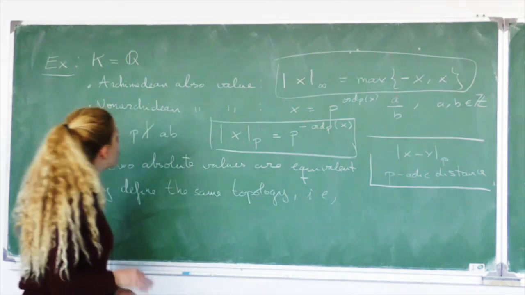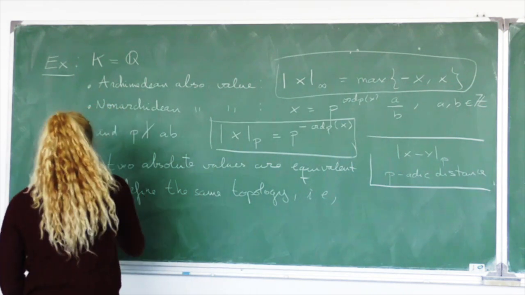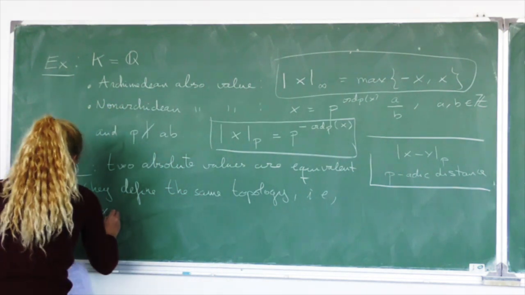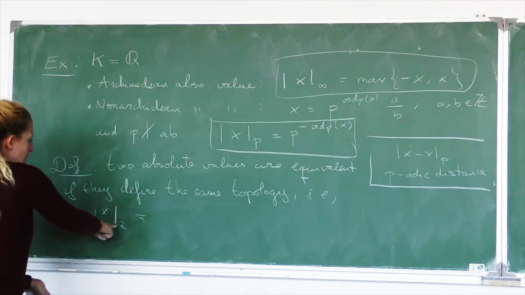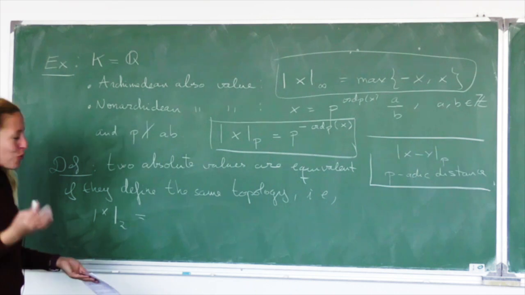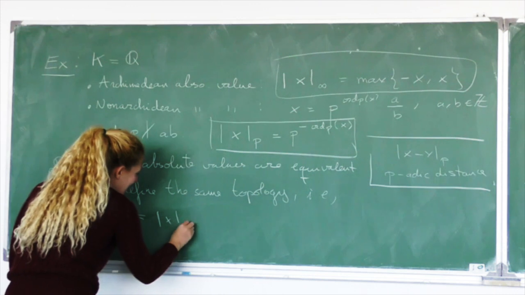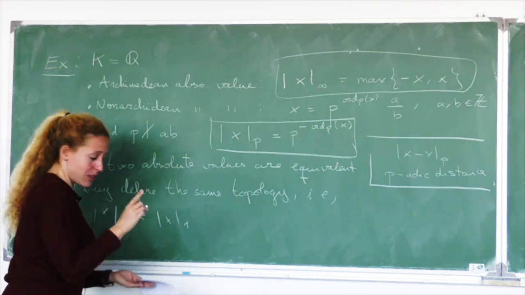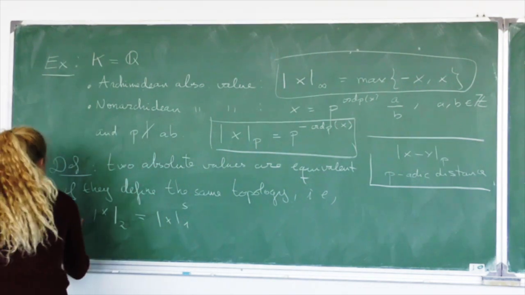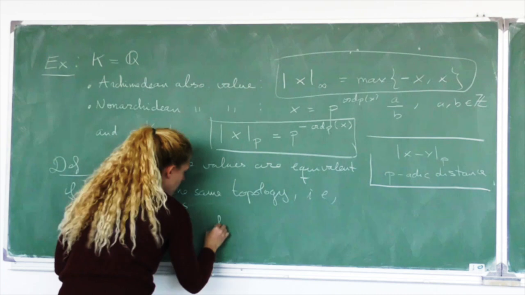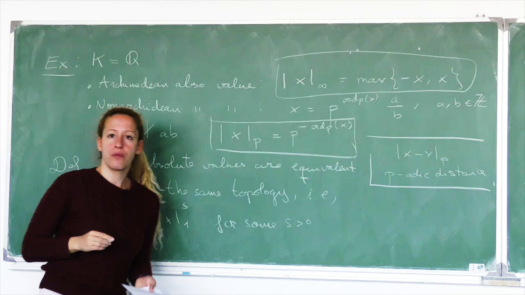So, two absolute values are equivalent if they define the same topology, and actually this is equivalent to saying that, given the two absolute values you are considering, one with a 1 and one with a 2, the one with a 2 is actually equal to the one with a 1, but I allow here an exponent, if this is equal to this for some s greater than 0. Okay?